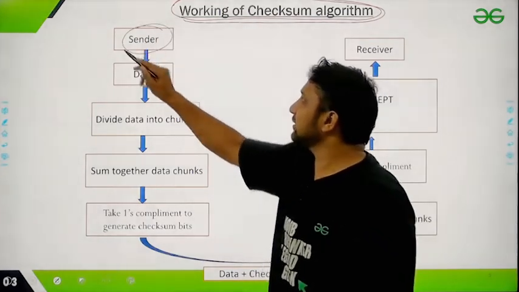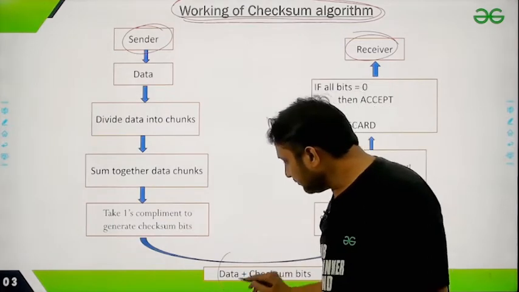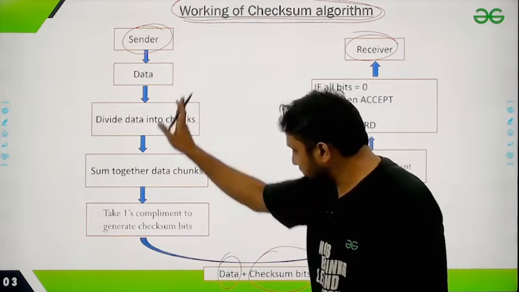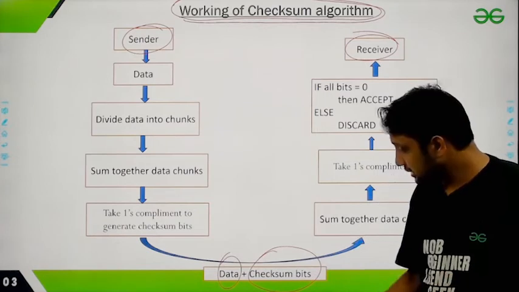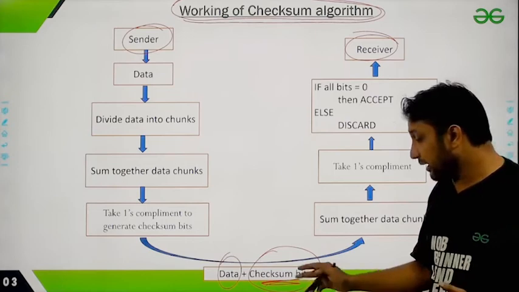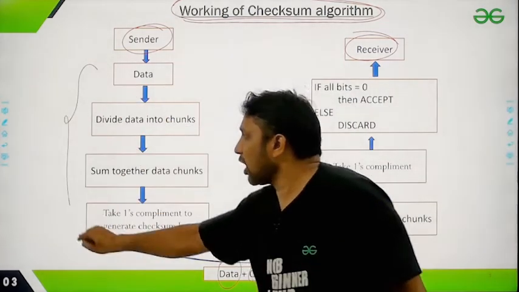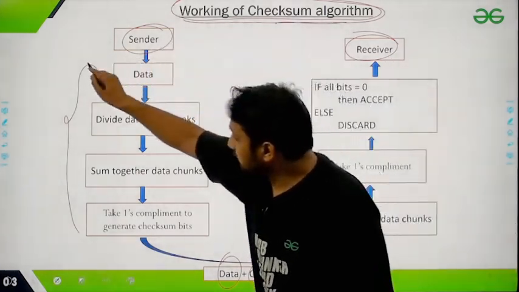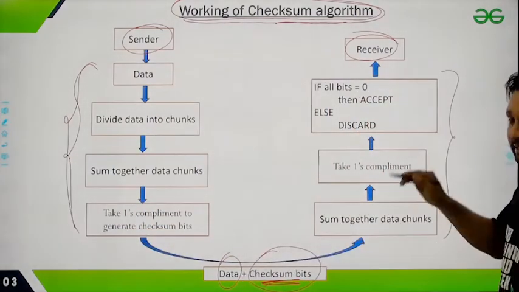Here is the sender, here is the receiver. We need to send the data with checksum bits. We will send data with checksum bits from the sender so that the receiver can detect whether there is any error or not. These checksum bits help the receiver check if some error has occurred. These are all the steps performed at the sender side, and these are all the steps performed at the receiver side.